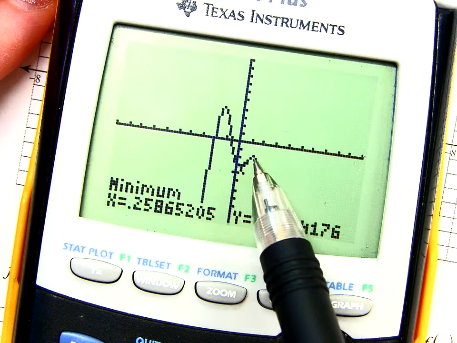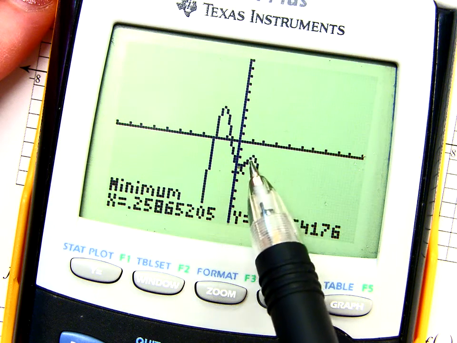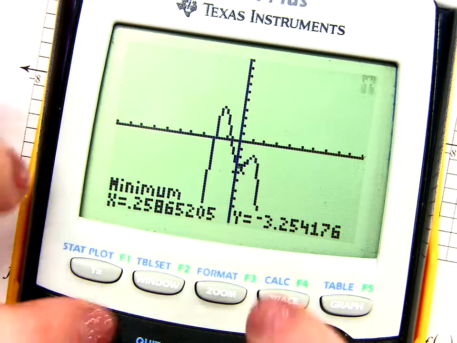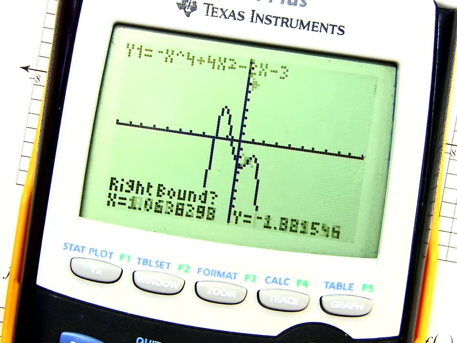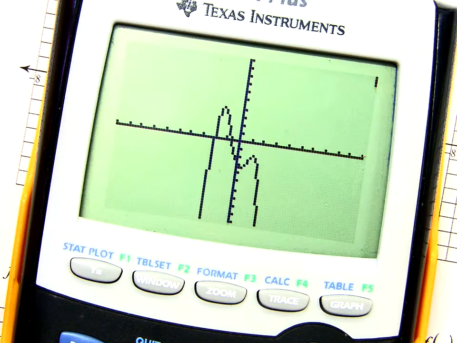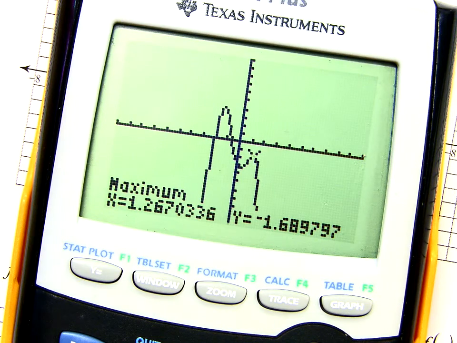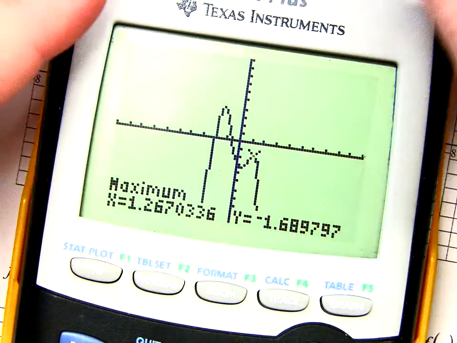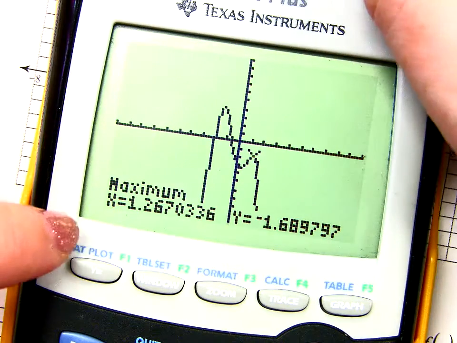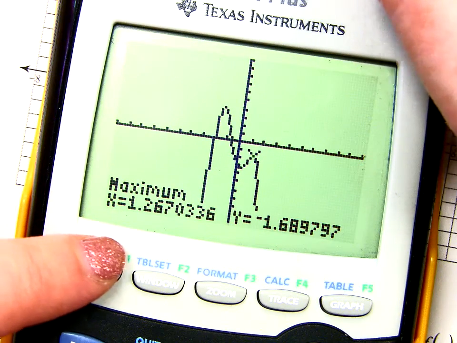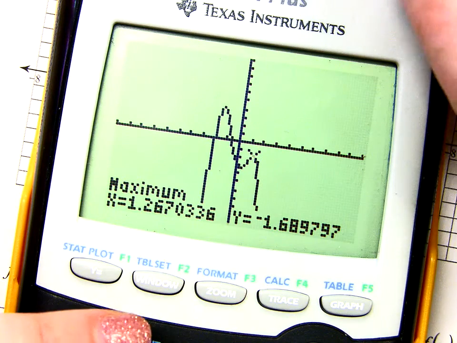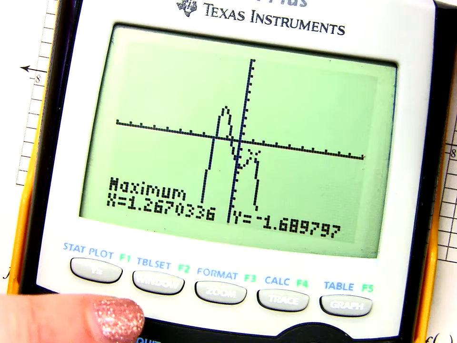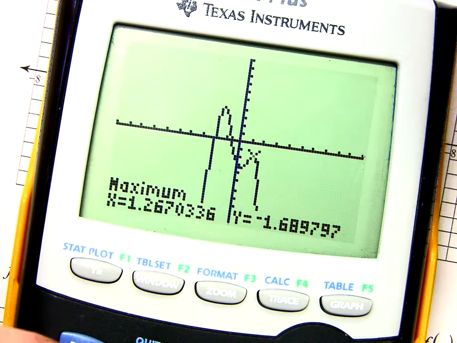And then I just want to find that one, that max right there. So you're going to do, again, second calc, choice 4, go left, go right, hit enter. So eventually you get really fast at these, and it takes you like 10 seconds. And you're like, bloop. Look at me getting all these cool numbers. So 1.27, comma, negative 1.69. And that one was a relative max.